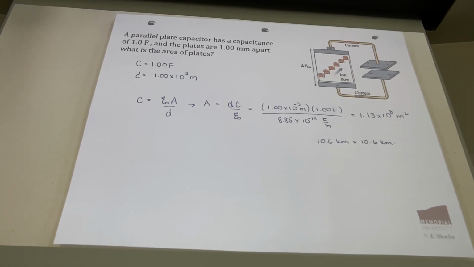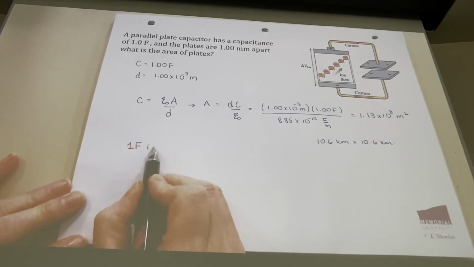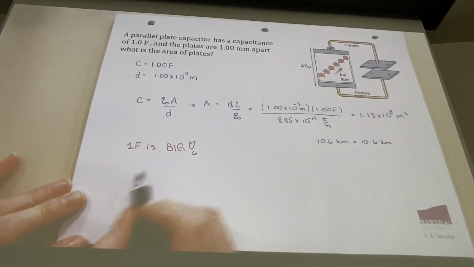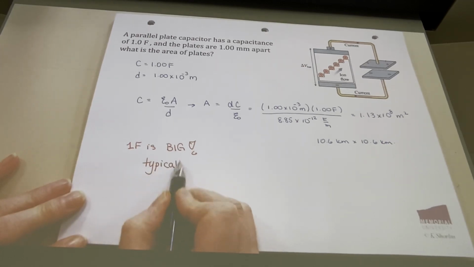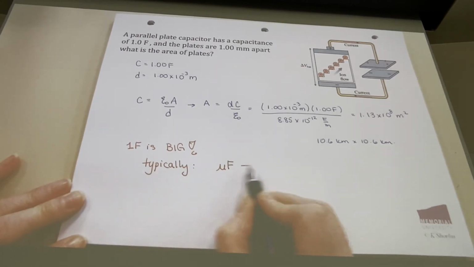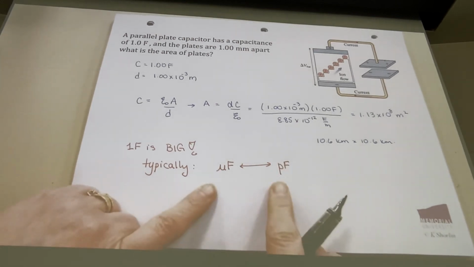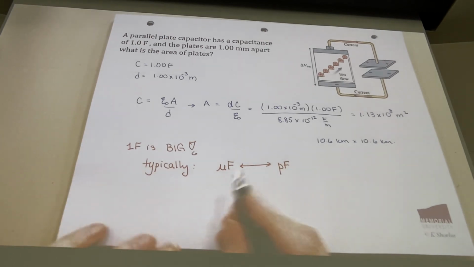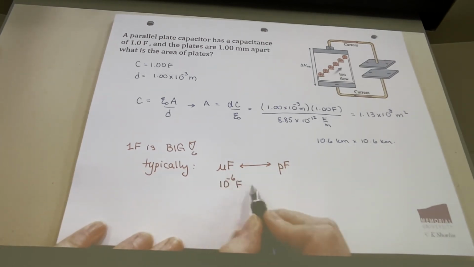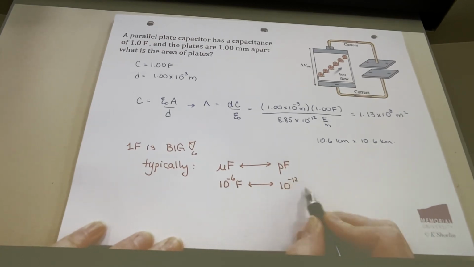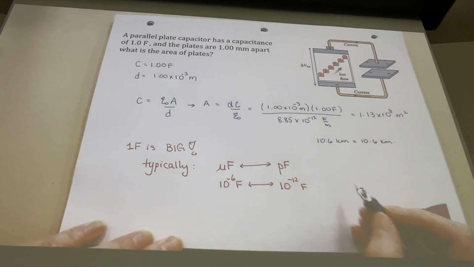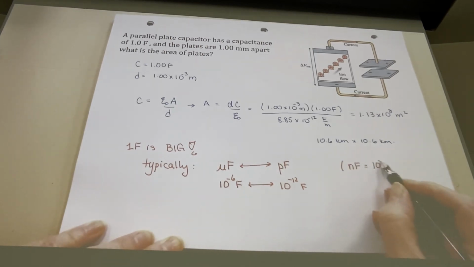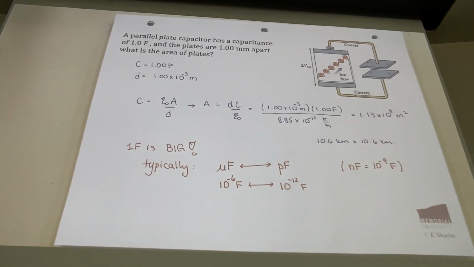Most of the capacitances that you'll see in devices and that we'll deal with in this course will be on the scale of microfarads to picofarads. So 1 farad is big. Typically, we'll work from microfarads to picofarads. And you should get comfortable with these units and know what they stand for. A micro is 10 to the minus 6, and pico is 10 to the minus 12. Also, we'll use nanofarads, which is 10 to the minus 9 farads. So you should remember all those prefixes as best you can.